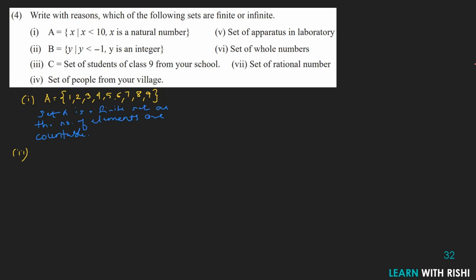So our set B will become -2, -3, -4 and it will go until infinity because they have not mentioned the ending value. They have just mentioned less than -1. So our set B will be, set B is an infinite set. And what is the reason? As we cannot count the elements.